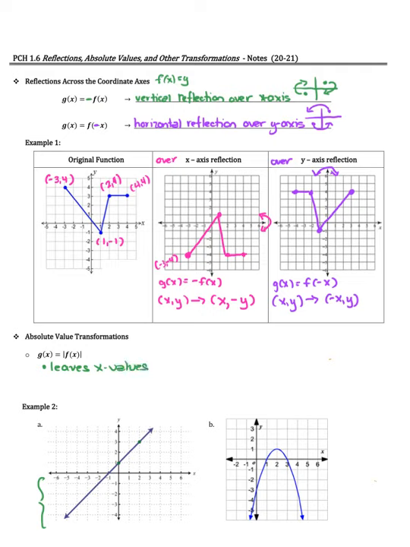Values, what am I doing? I'm writing absolute value, which leaves x values unchanged. But all the y values, because remember that's what f of x represents, become positive. So if they're already positive, there's no change. Now it's really important that you show us that you understand the whole transformation.